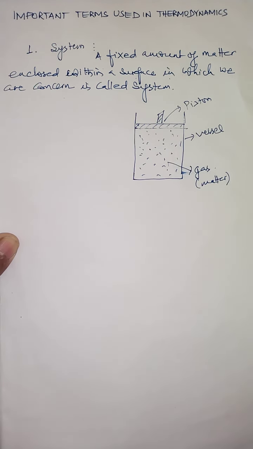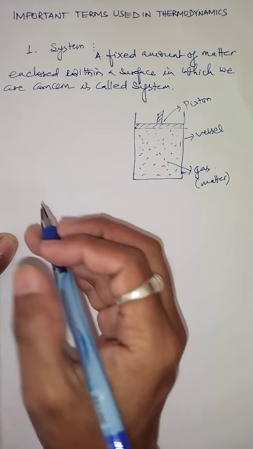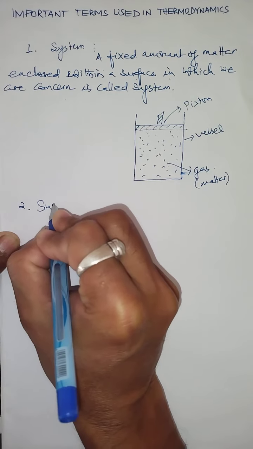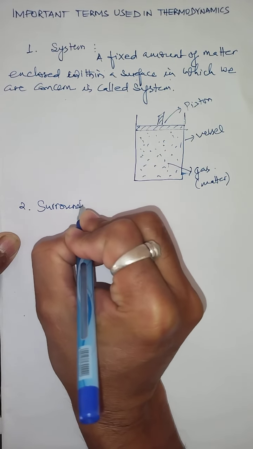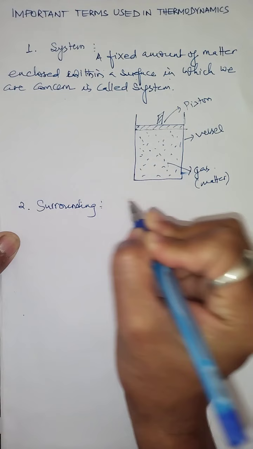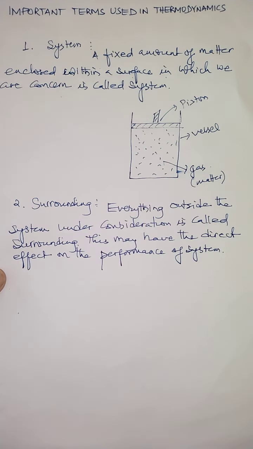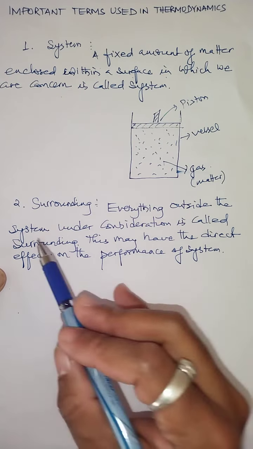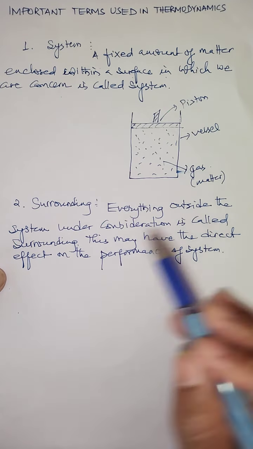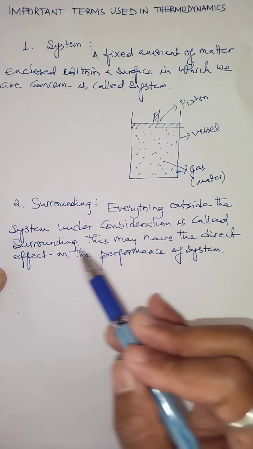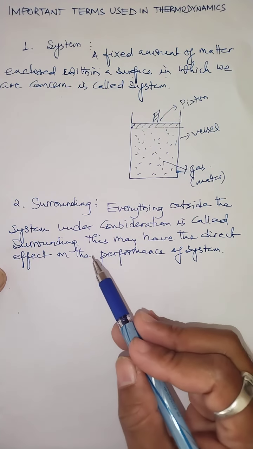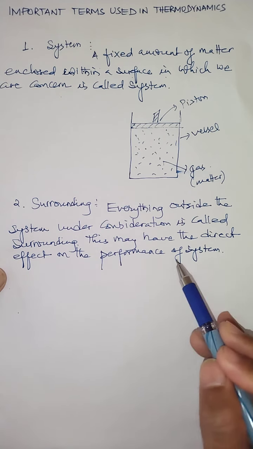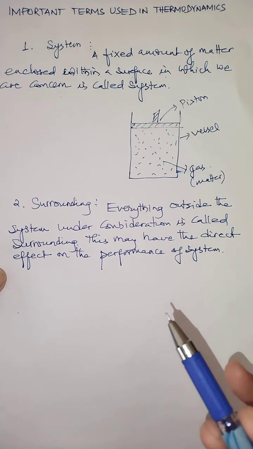Now the next term that we need to define, I'll mark that number 2, is called surrounding. So I'm writing surrounding. Now what is surrounding? Children, surrounding can be defined as everything outside the system. Everything outside the system under consideration is called surrounding, and this surrounding may have a direct effect on the performance of the system.